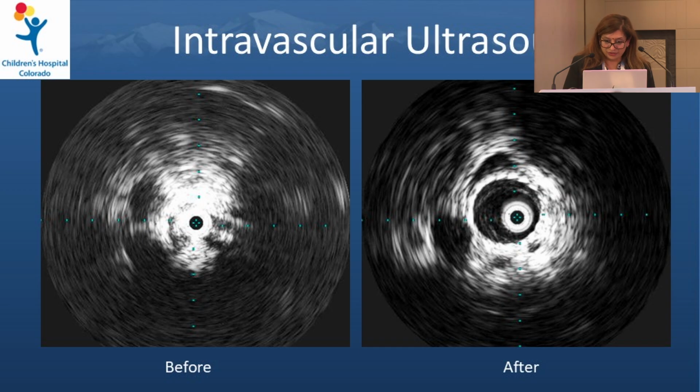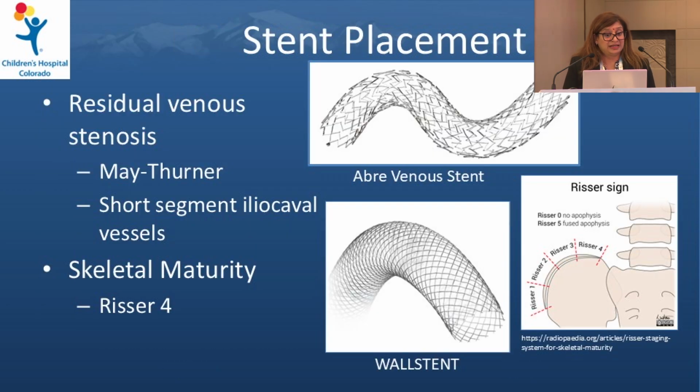Then the question always is, do we stent, do we not stent? May-Thurners, I tend to stent, or short segment iliocaval vessels, but when do you stent in a pediatric patient? There are different kinds of stents that you can place. You want something with good radial force and one that you're comfortable deploying, but you want to deploy a stent in a patient that is skeletally mature.